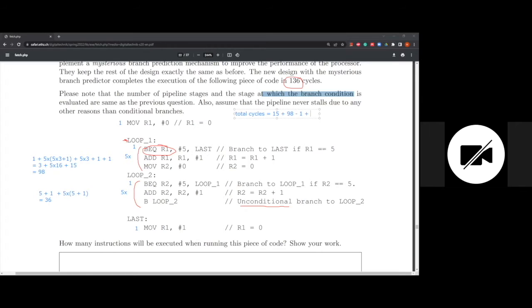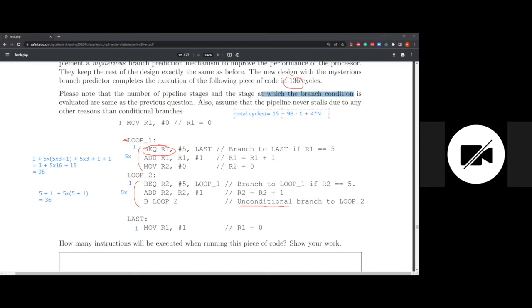we know that every branch misprediction will result in 4 bubbles. Then we do 4 multiplied by n, where n is the number of mispredictions. Here again, 15 is the number of stages we have in the pipeline. So initially we fill up the pipeline and then we retire 1 instruction at the end. And then we have 98 minus 1 more instructions, plus we add the total number of mispredictions and multiply by 4, which is the number of bubbles.